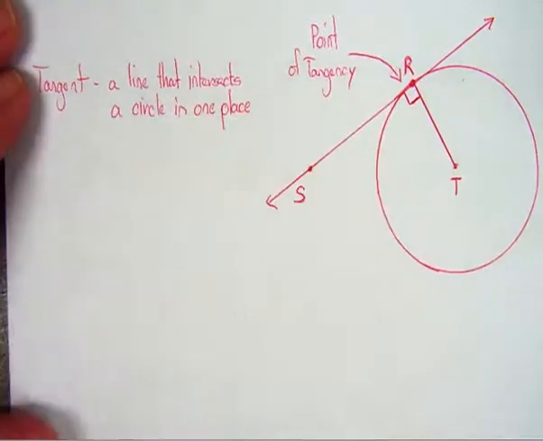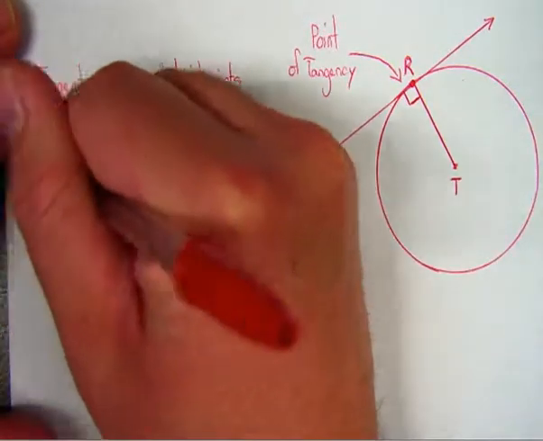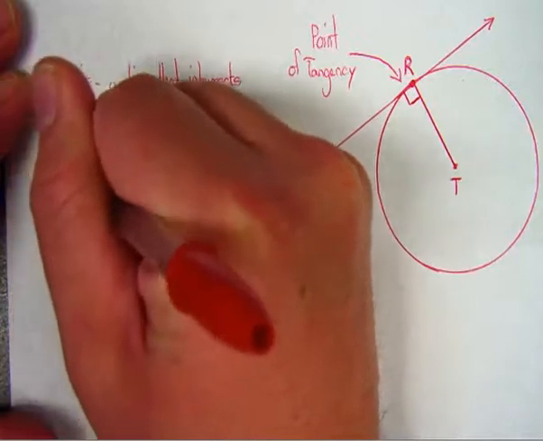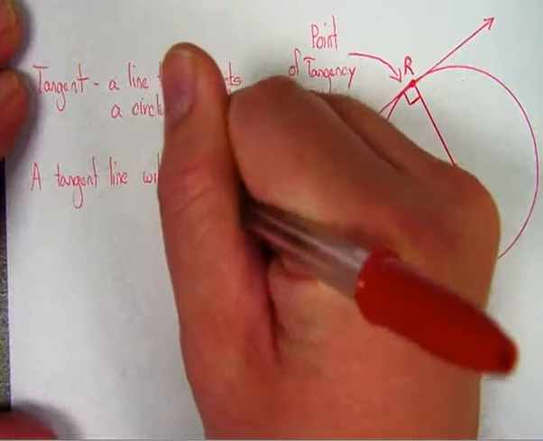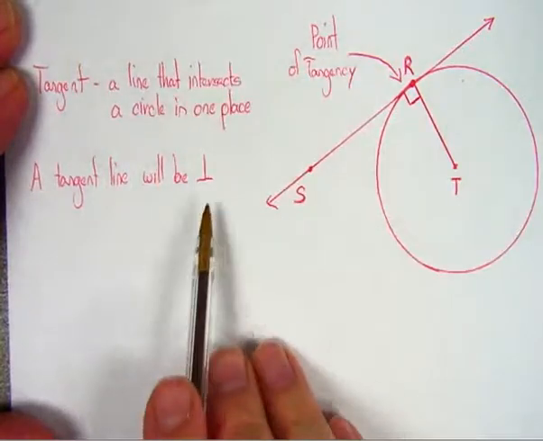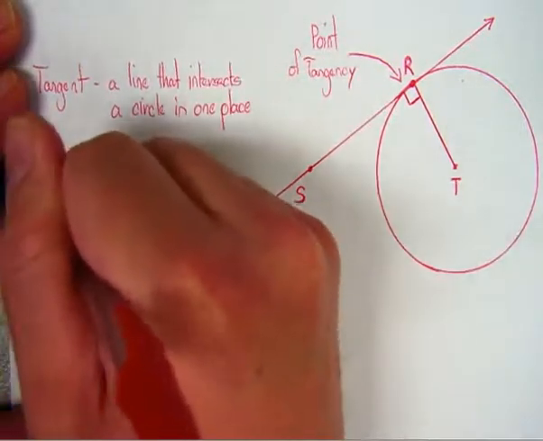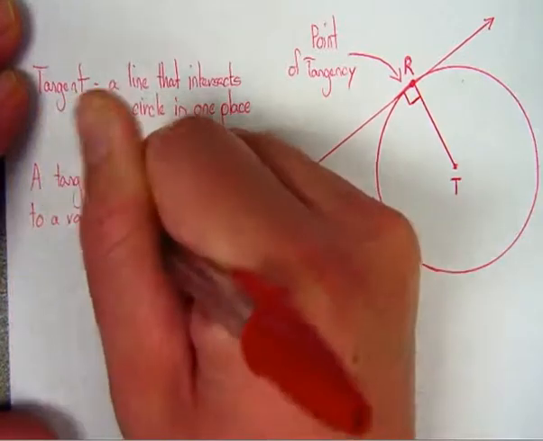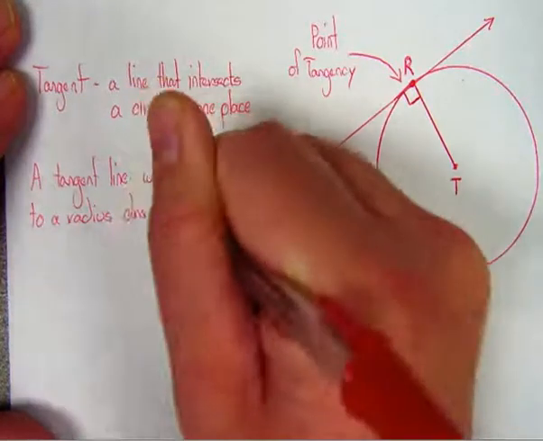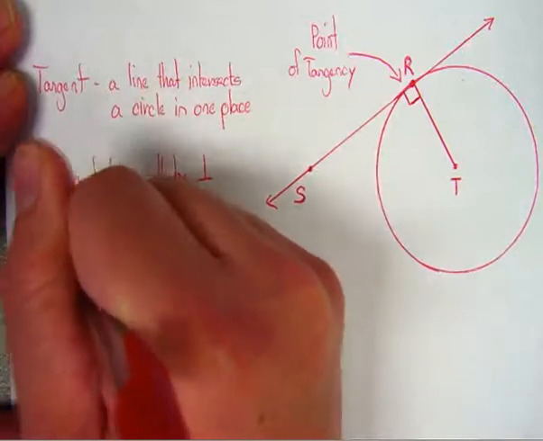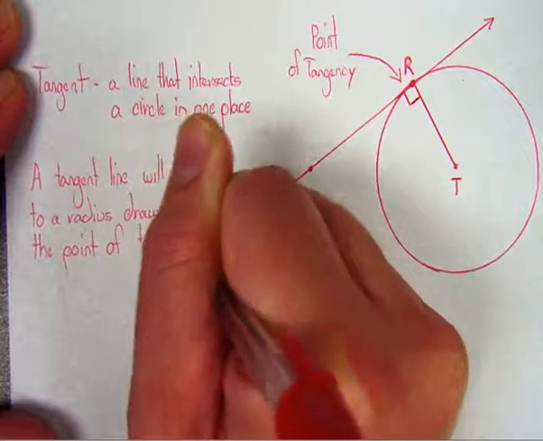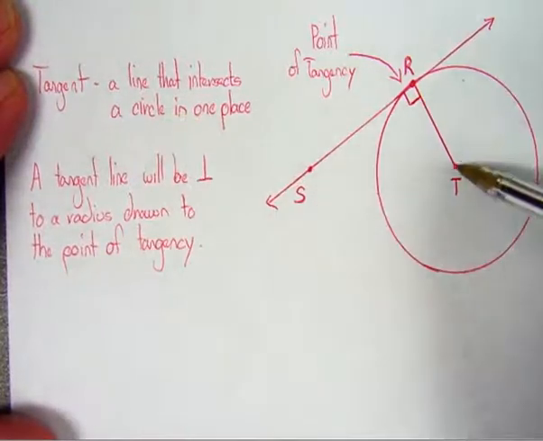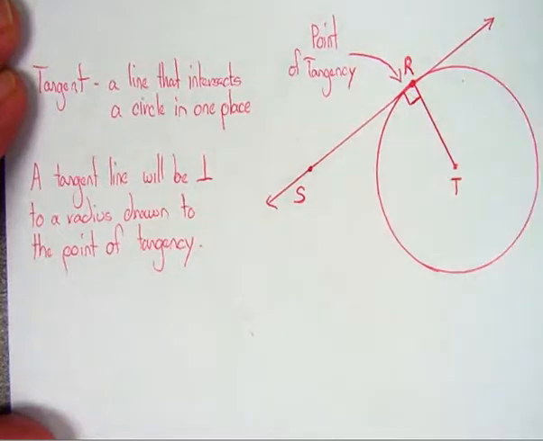So if you have a tangent line, it will be perpendicular, and that symbol right there means perpendicular, to a radius drawn to the point of tangency. And again, all that means is that if I have a tangent line and I draw a radius to where that tangent line touches the circle, the radius and the tangent line will be perpendicular.